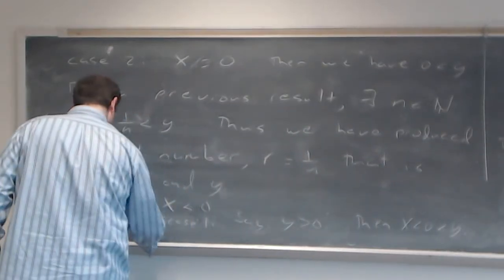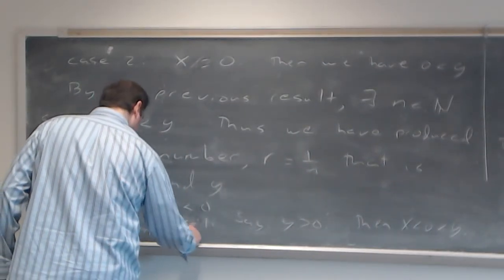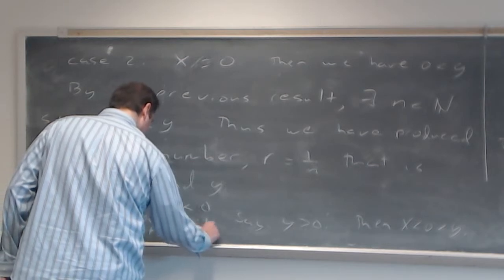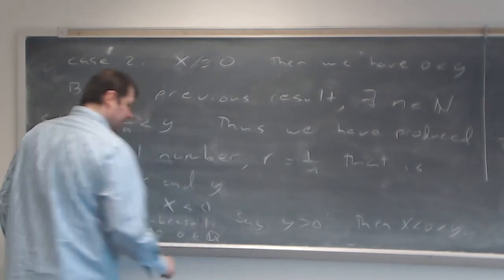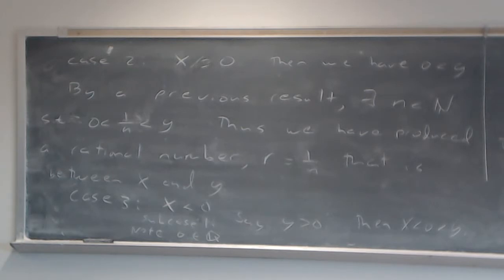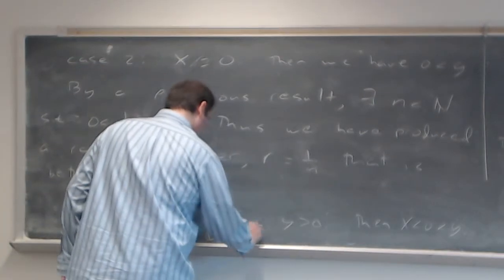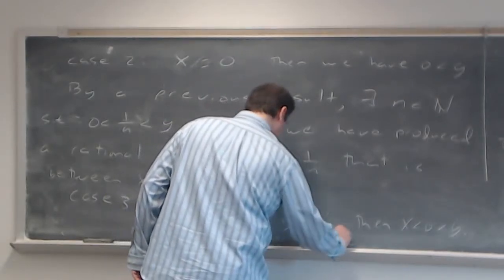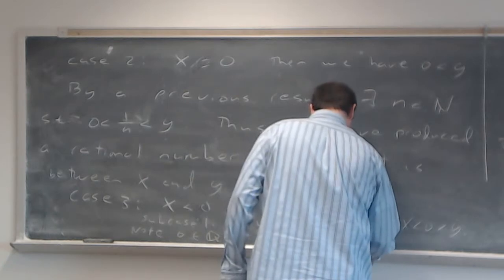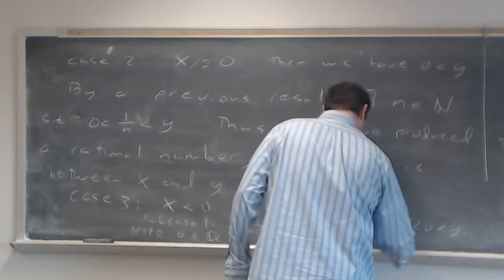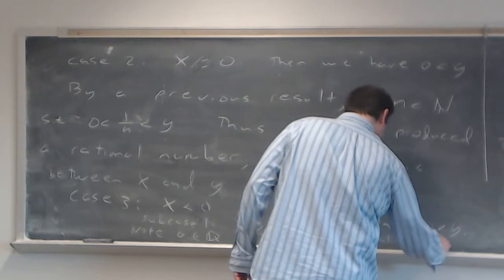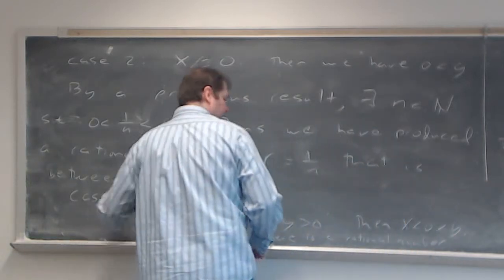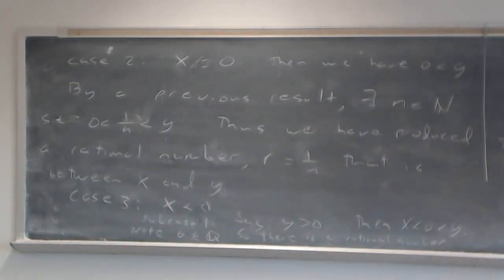Note, 0 is a rational number. How come it's a rational number? Well, it's equal to an integer, 0, over an integer, 1. So there is a rational number between x and y in this subcase.